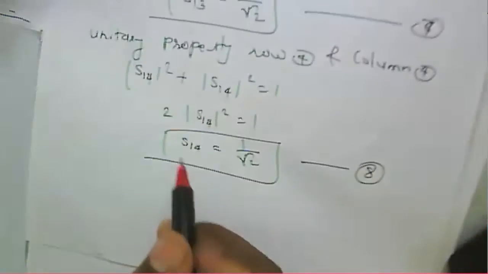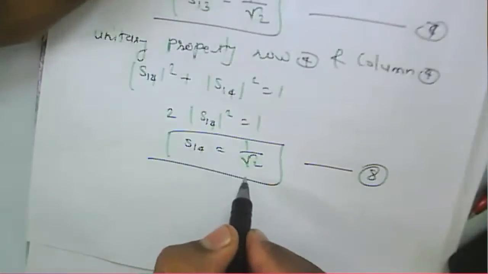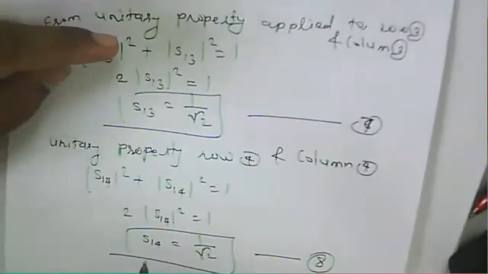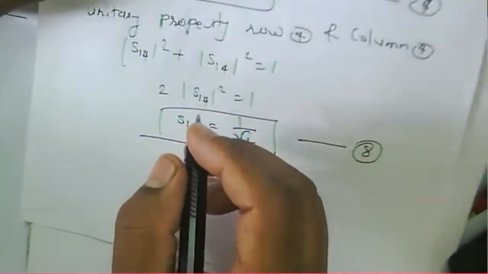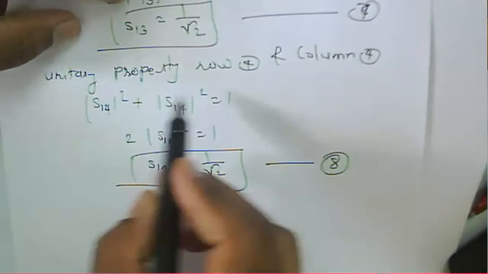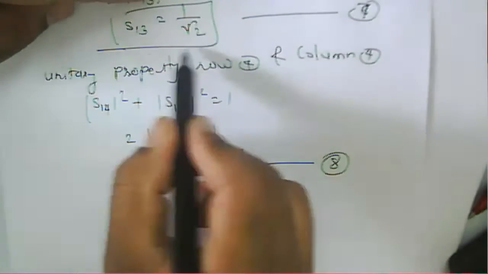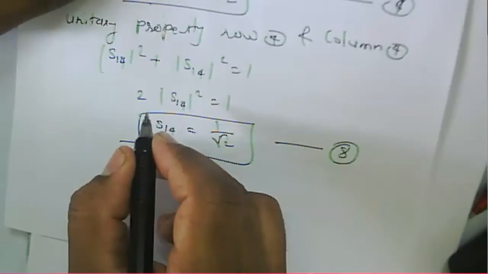Now we obtain this equation, S14 is equal to 1 by root 2. Now consider S13, S14; this one is about S11. These are the three equations we obtained. Now substitute these values of equations 7 and 8 into this equation. Substitute the values S13 and S14 here in equation number 4.